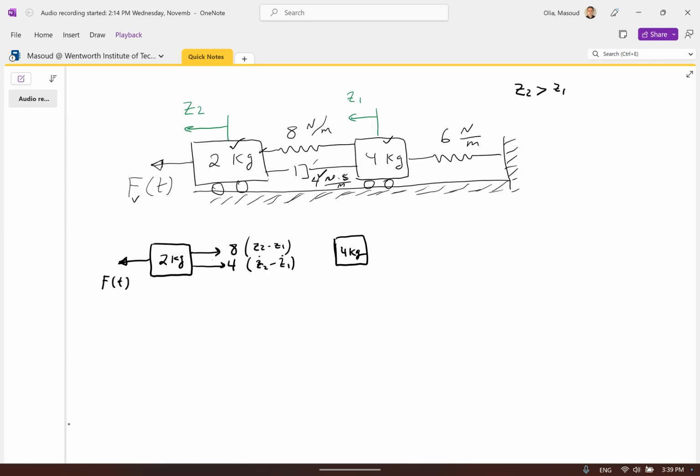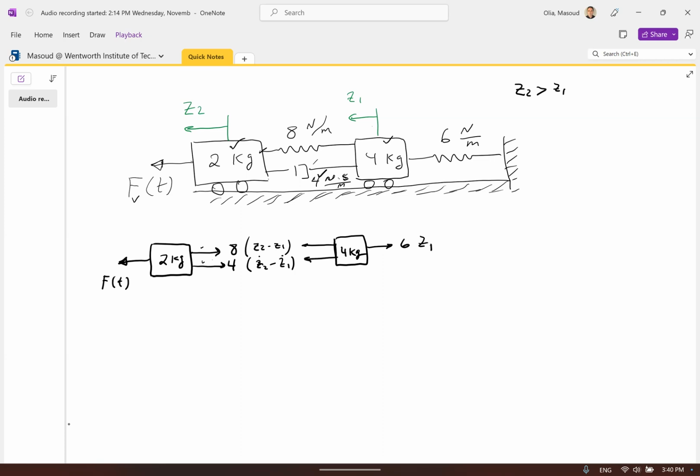Once you figure out these two forces acting on the 2 kilogram block, the forces acting on the 4 kilogram block have to be exactly the same in the opposite direction. And then the force coming from the 6 newton per meter spring is going to be, since Z1 is moved, the 4 kilogram mass is moved to the left, an opposing force of 6 times Z1.